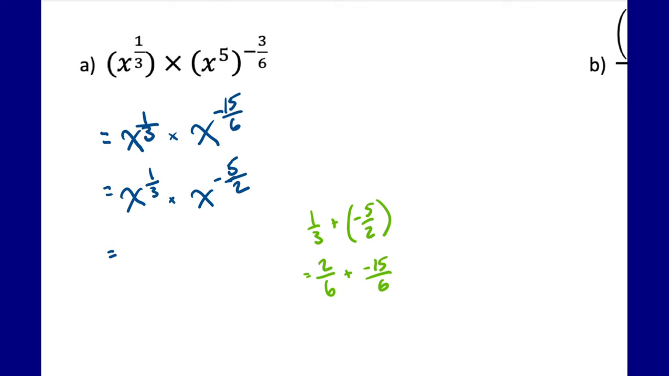Now I can work with this. Now I can add these values together. And I would get x to the power of, this simplifies to, negative 13 over 6.